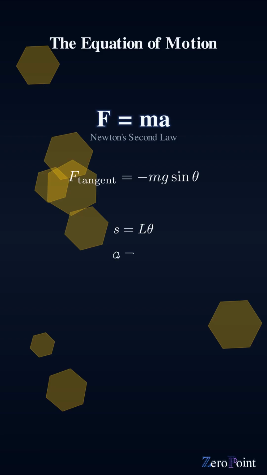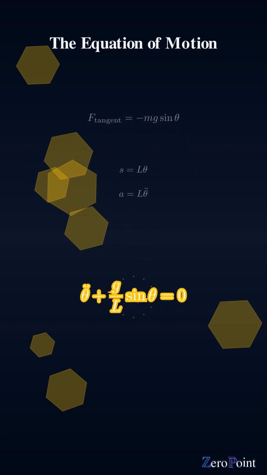The arc length s equals L times theta. And acceleration is L times theta double dot. And combining everything, we get the pendulum equation. Theta double dot plus g over L times sine theta equals 0. This is the heart of pendulum physics.